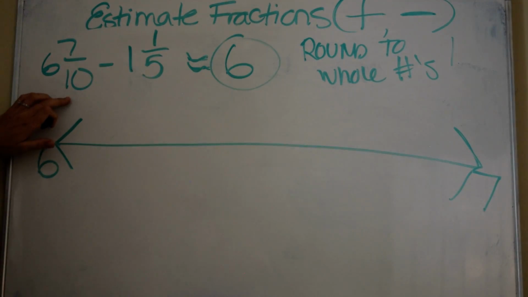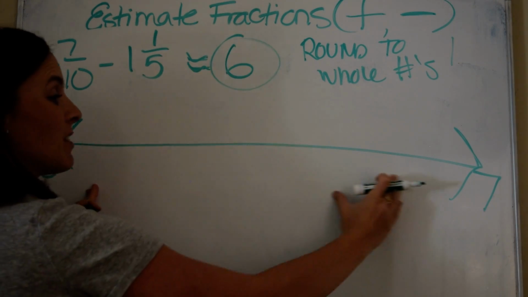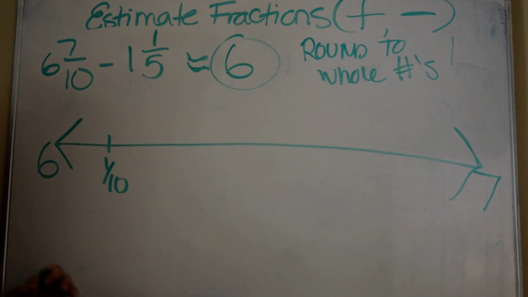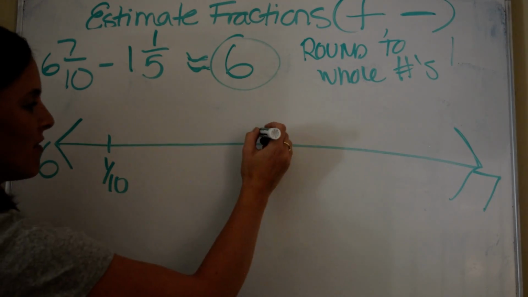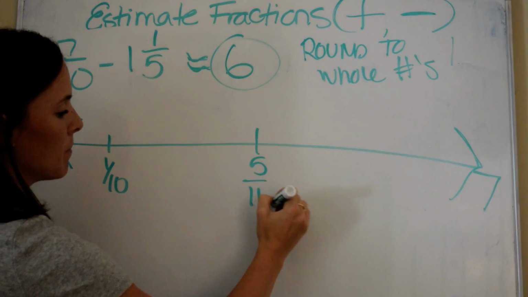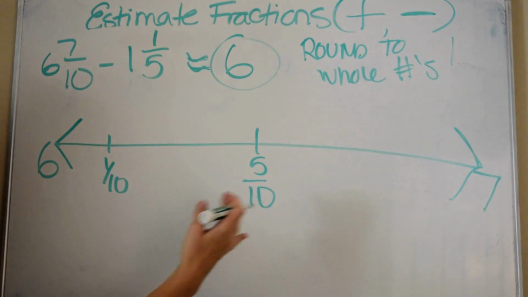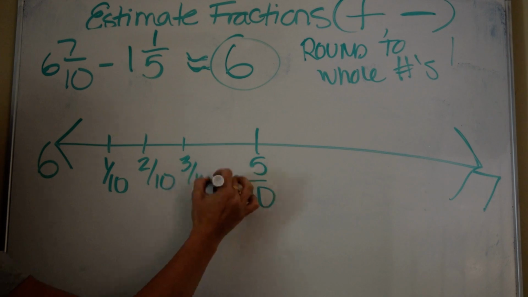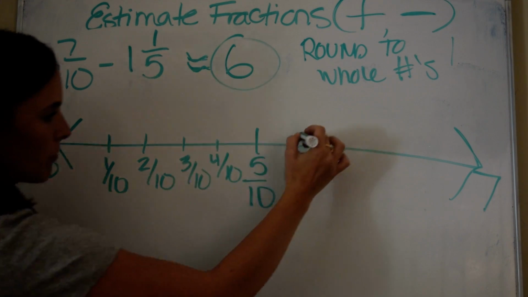Then look at what the denominator is. The denominator is a 10, so we're working with fractions of tenths, right? So we would have 1/10. What would be in the middle? I always like to do the middle piece. It would be 5/10, because 5 is half of 10. And then in between, you just need to plot the rest of them, right? So we'd have 2/10, 3/10, 4/10.